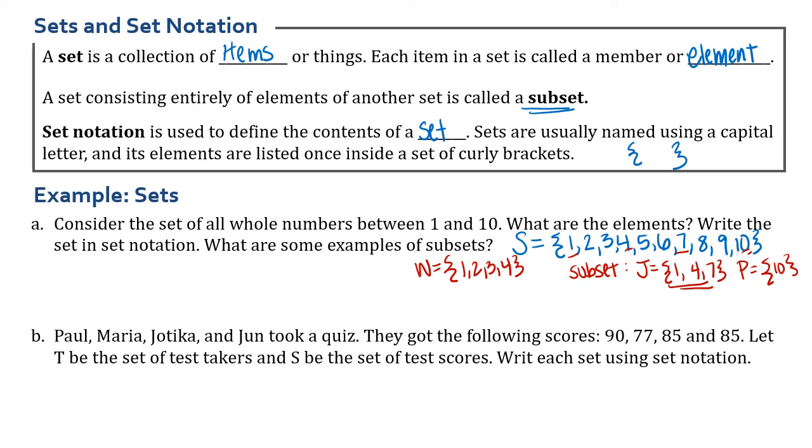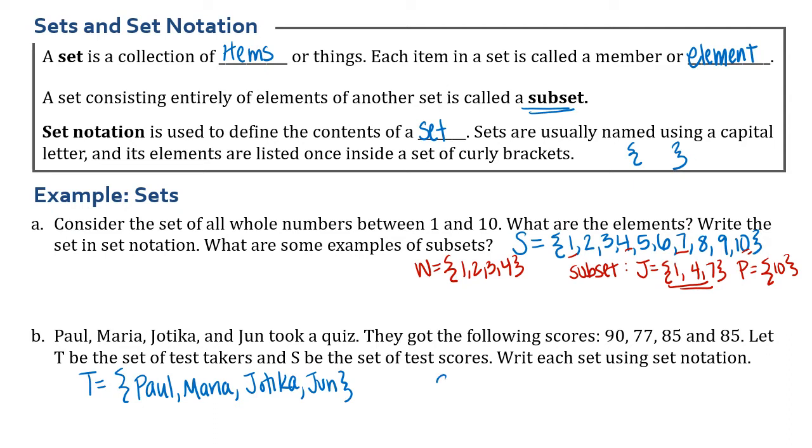Paul, Maria, Jatika, and Jen took a quiz. They got the following scores: 90, 77, 85, and 85. Let T be the set of test takers and S be the set of test scores. Write each set using set notation. So if T is the set of test takers, that's their names. So we have Paul, Maria, Jatika, and Jen.